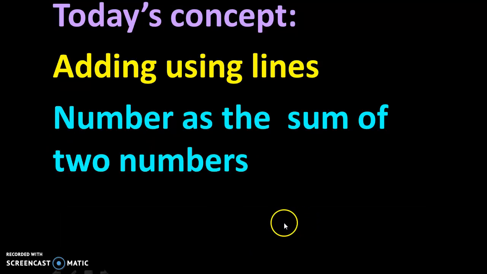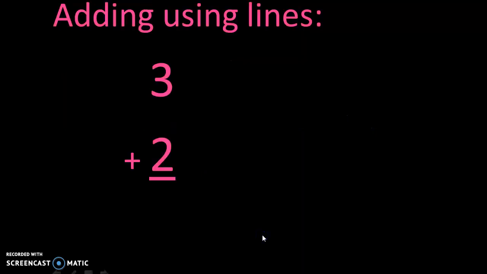Okay. Now going into today's concept. Adding using lines and number as the sum of two numbers. Adding using lines. This is very interesting and easy also. So here you are given 3 plus 2 like this. This is what we say, writing the number vertically, one under the other. So if you write like this, it is writing vertically or adding vertically. Writing the numbers to add vertically.